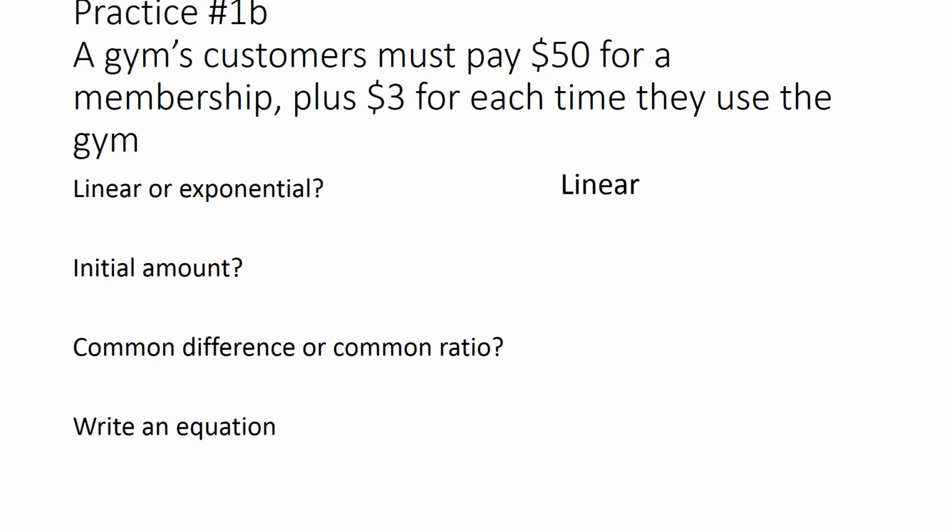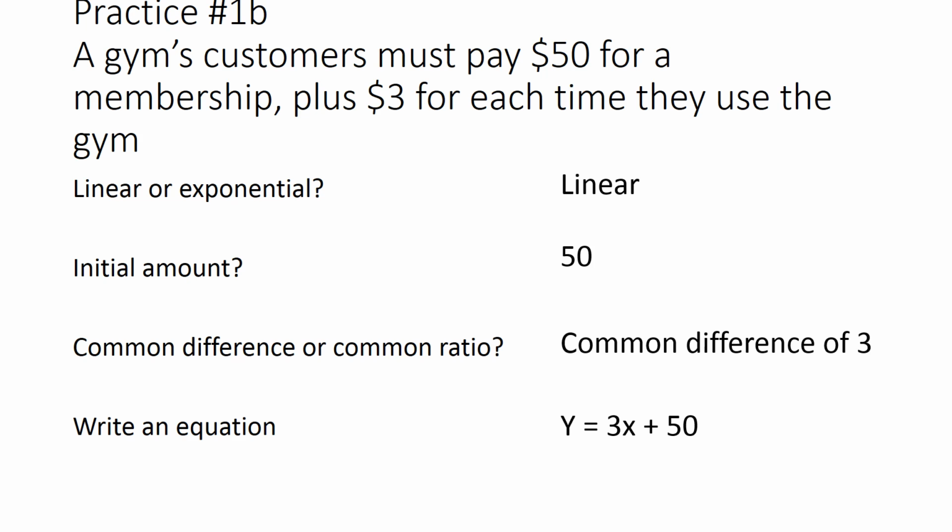The initial amount is how much he originally paid for it, which is 50. So if he never goes to the gym again, he still would have been out the $50. So remember, the common difference in this case is what's being added each time, which is 3. So based on this, we can write the equation of the line. Remember, it's y equals mx plus b. m is the common difference, and b is the initial amount. So can you write the equation of the line? Very good. y equals 3x plus 50.